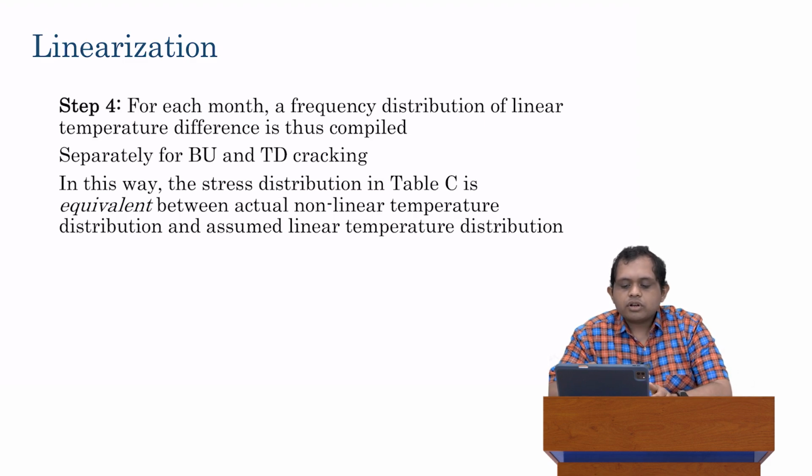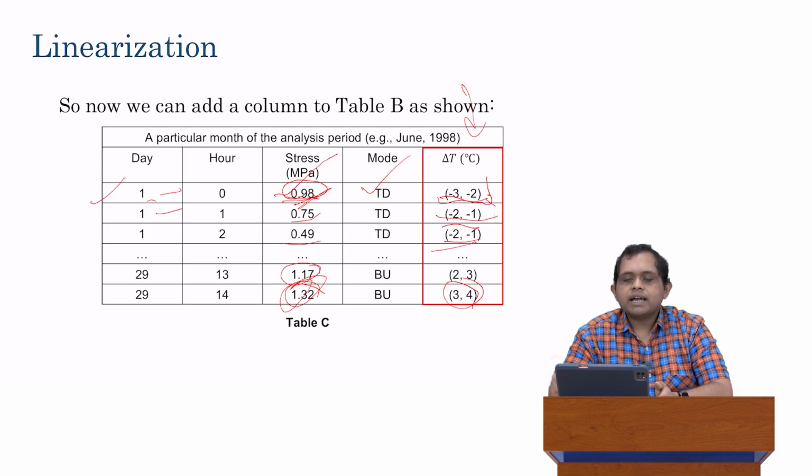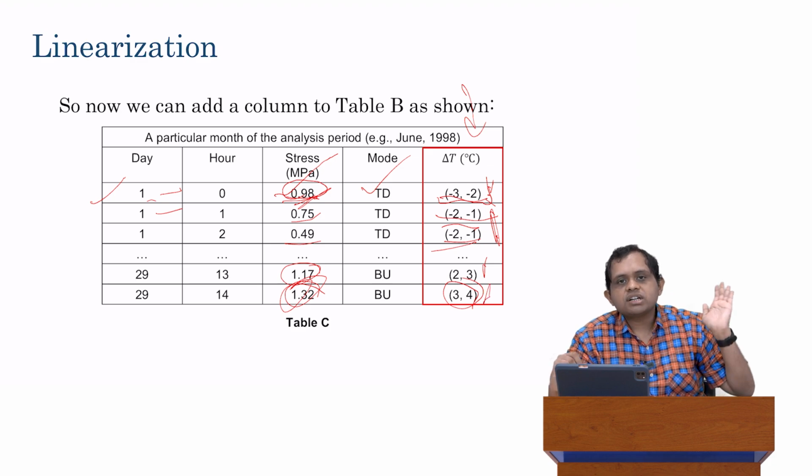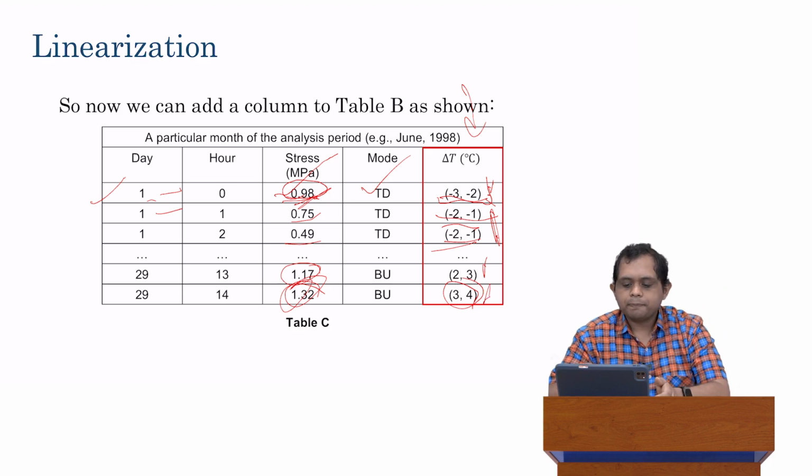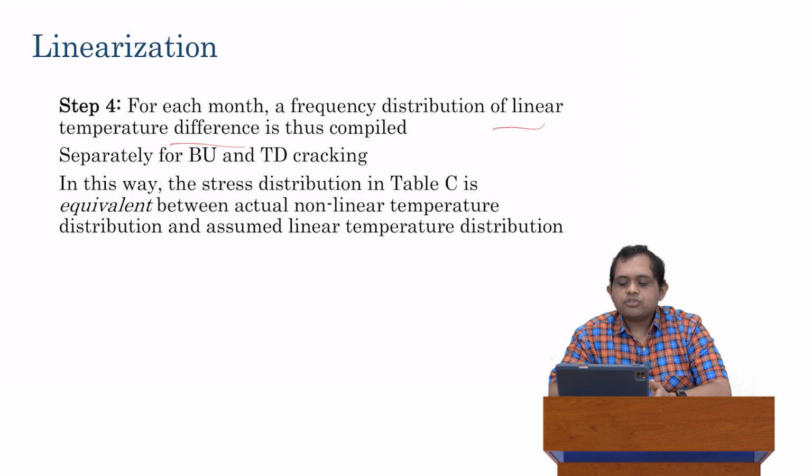Step 4 is for each month. Again, all of this is done for each month. For each month of the analysis, a frequency distribution of linear temperature difference is thus compiled. That's basically what I showed over here. How many times do you have this -2 to -1? How many times do you have -3, -2? How many times do you have 2, 3? How many times do you have 3, 4, etc.? You can construct a frequency distribution accordingly. So for each month, a frequency distribution of linear temperature difference can be compiled. Again, done separately for bottom-up cracking, separately for top-down cracking.